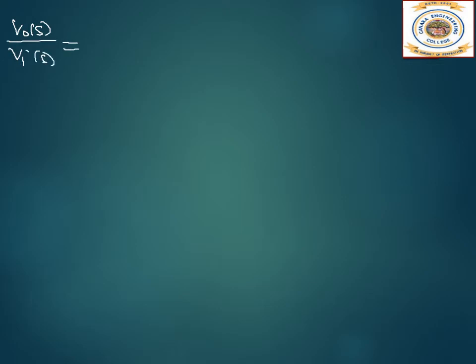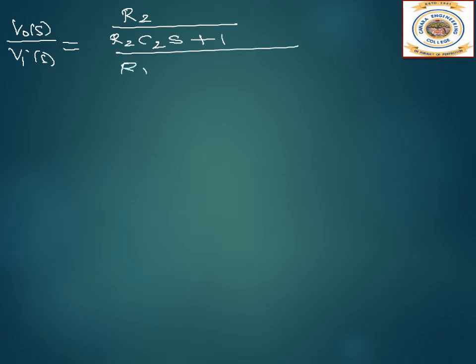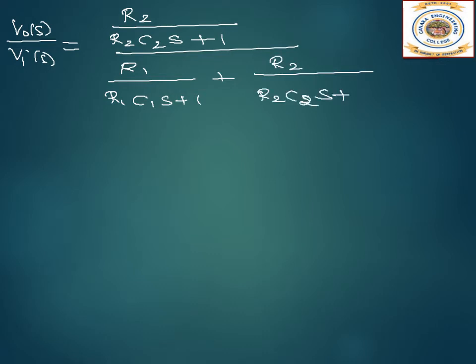So what is Z2? Z2 is R2 by R2 C2 S plus 1. In the denominator we have Z1 plus Z2. So Z1 is R1 by R1 C1 S plus 1, and Z2 is R2 divided by R2 C2 S plus 1. So let us take a common denominator here.